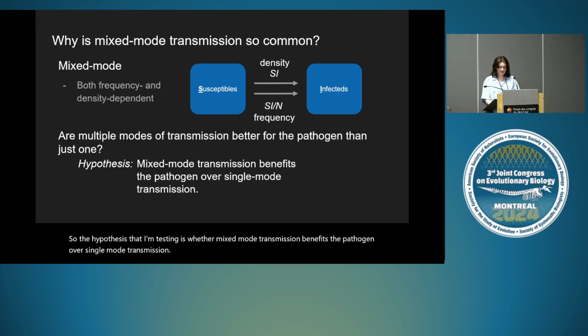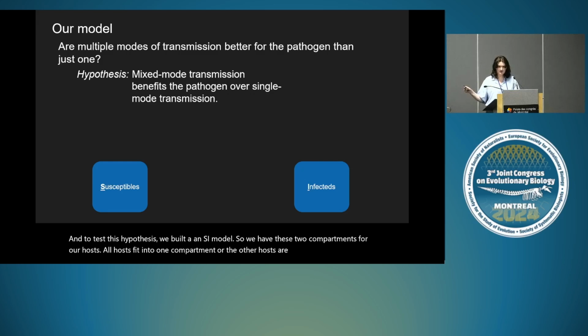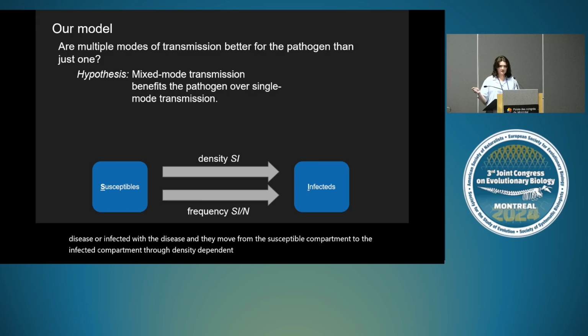And to test this hypothesis, we built an SI model. So we have these two compartments for our hosts. All hosts fit into one compartment or the other. Hosts are either susceptible to the disease or infected with the disease. And they move from the susceptible compartment to the infected compartment through density-dependent transmission and through frequency-dependent transmission.